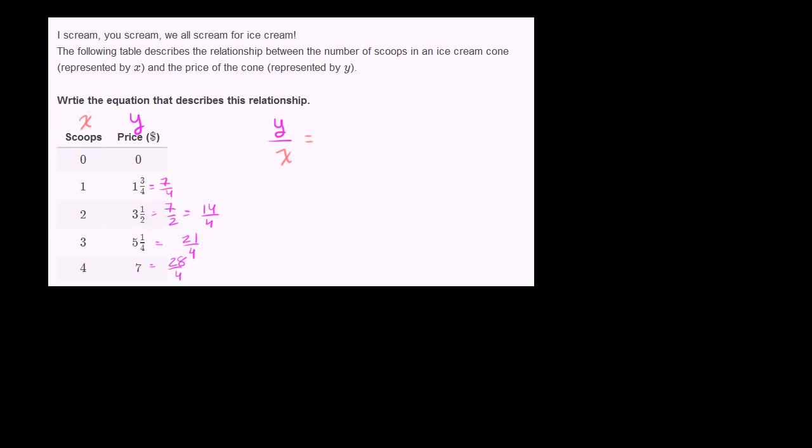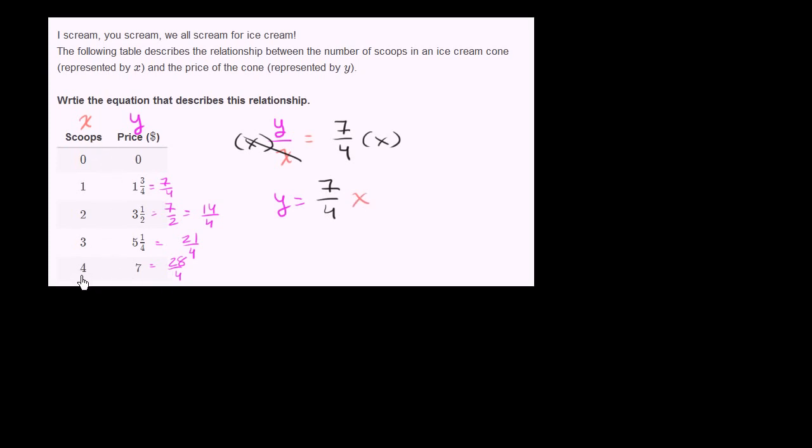So y over x is equal to 7/4. Or we can say that y is always 7/4 of x. We could multiply both sides by x if we like. If we multiply both sides by x, we get y is equal to 7/4 times x.